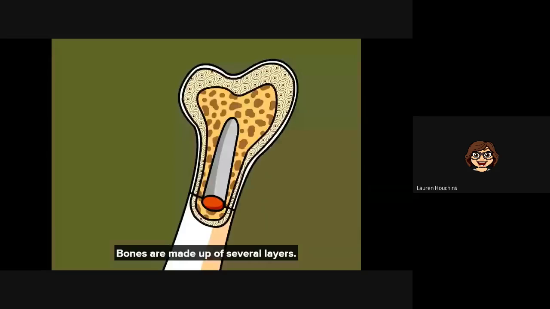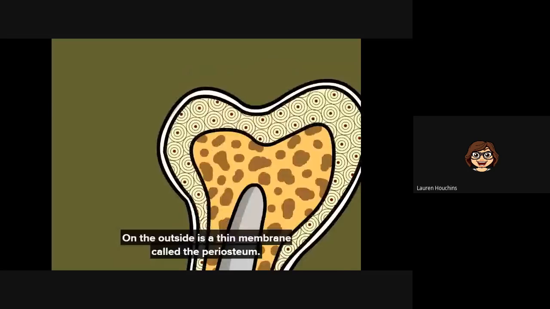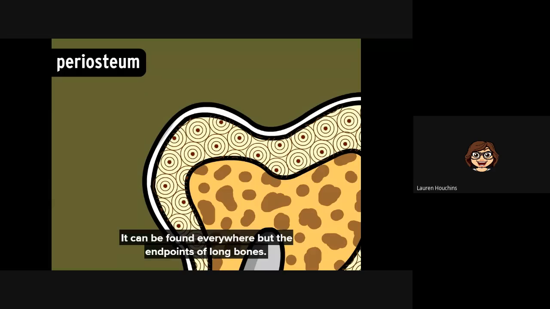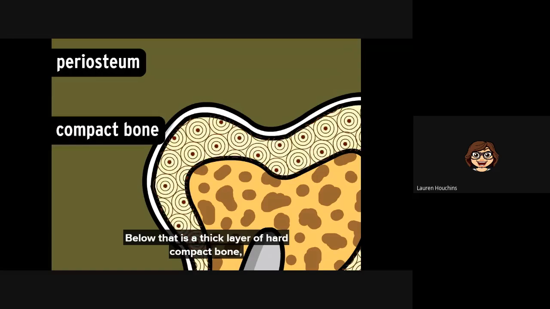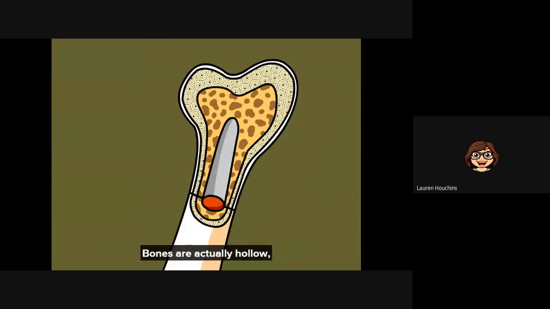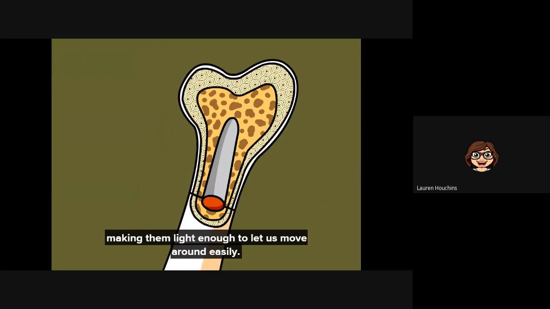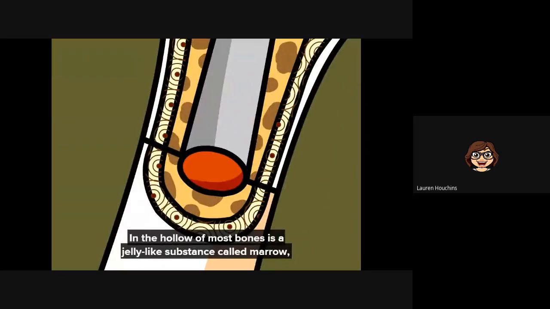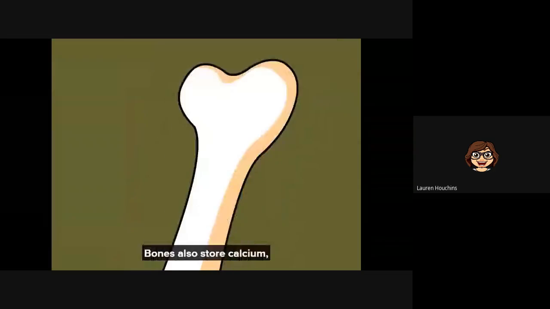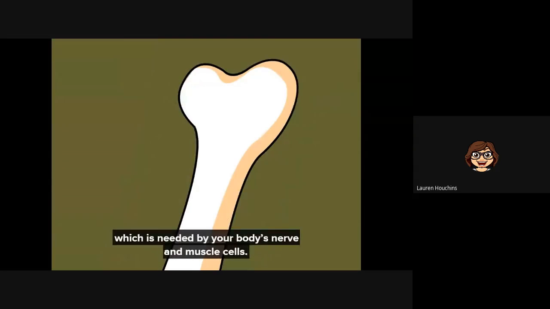Bones are made up of several layers. On the outside is a thin membrane called the periosteum. It can be found everywhere but the end points of long bones. Below that is a thick layer of hard, compact bone, which surrounds a layer of spongy bone. Bones are actually hollow, making them light enough to let us move around easily. In the hollow of most bones is a jelly-like substance called marrow, which produces a lot of the body's blood cells. Bones also store calcium, which is needed by your body's nerve and muscle cells.